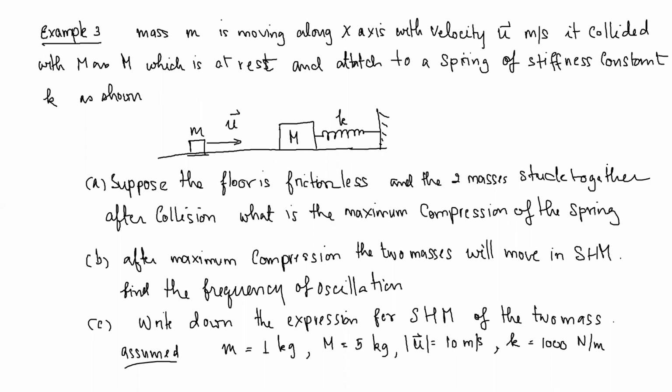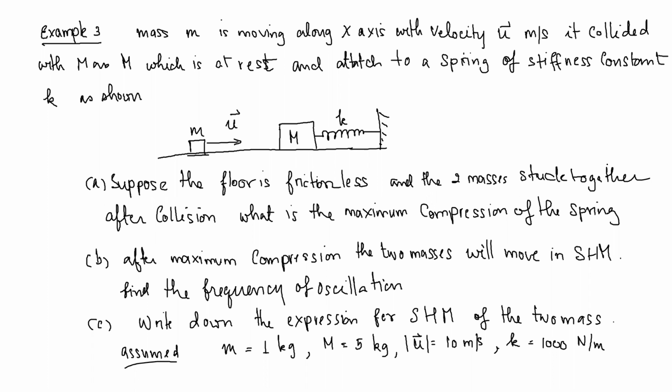And after the maximum compression, the two masses will move in simple harmonic motion. B, find the frequency of oscillation. And C, write down the expression for simple harmonic motion of the two masses. Assume that the mass m is 1 kilogram, the last mass, capital M, is 5 kilograms, the initial velocity is 10 meters per second, and k is equal to 1,000 newtons per meter.